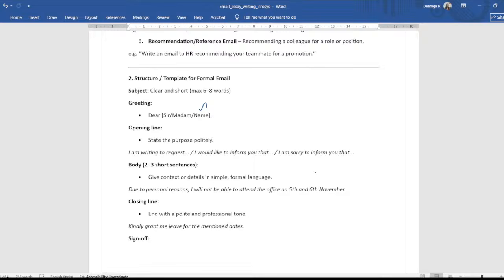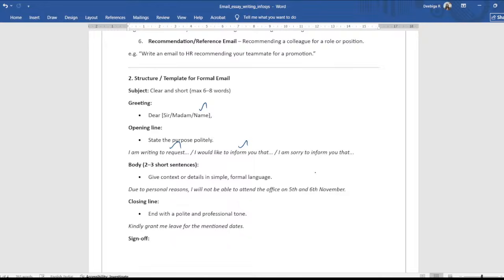So remember to use an opening line. So what is an opening line? This will tell why you're writing this mail. Whether you're writing to request something, or inform something, or apologize, that is the opening line.